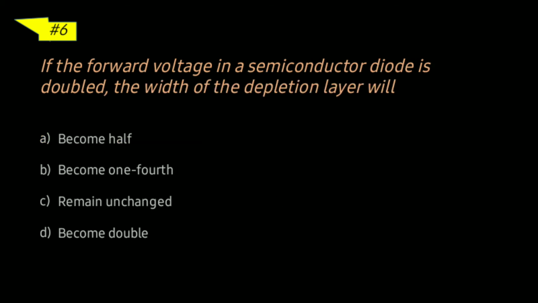Moving on to the next question. If the forward voltage in a semiconductor diode is doubled, the width of the depletion layer will become half, become 1/4, remain unchanged, or become double. So the answer for this question is become half. Next question.